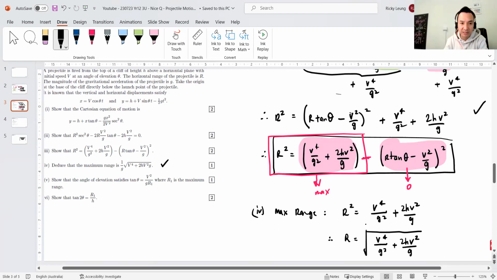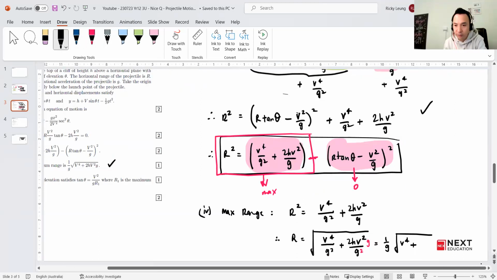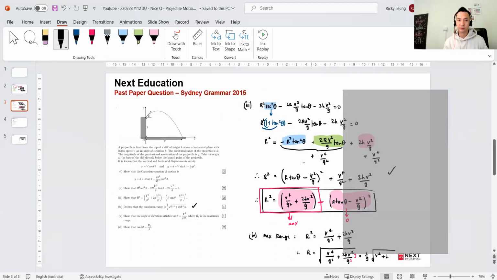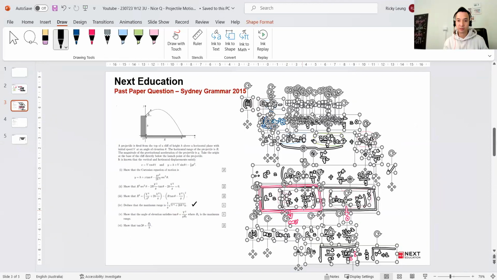And then they basically factorize a g out from the bottom, and it becomes the square root of v4 plus, and then they put a square there, and almost a g there, and it becomes like 2. Oh, I've got no more space. Sorry. You just do this.